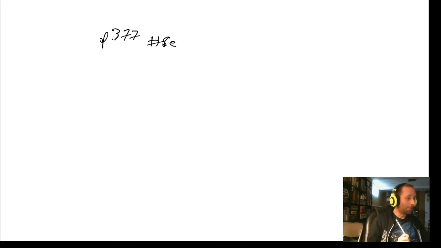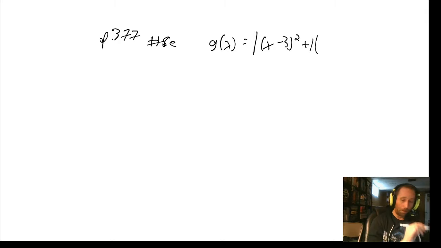Okay, so 8e is this function g of x equals absolute value of x minus 3 squared plus 1. And what we want to do is take this function, state the intercepts, and find the domain and range.